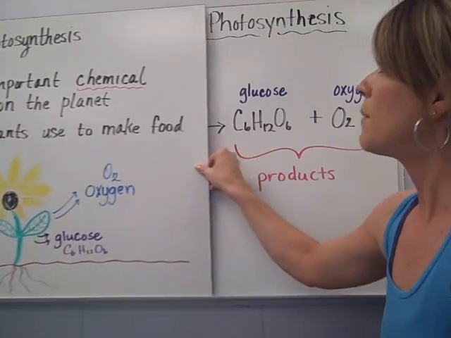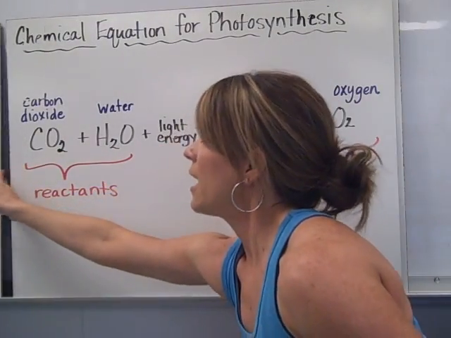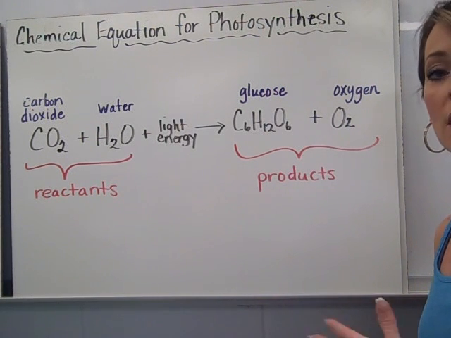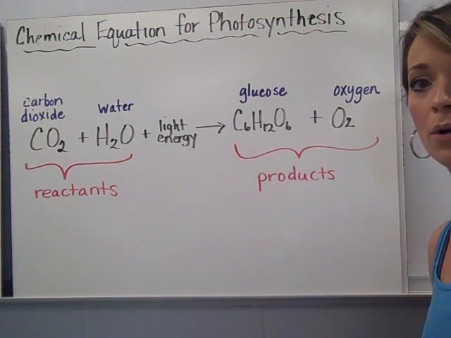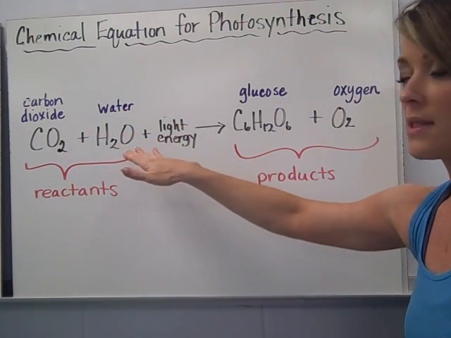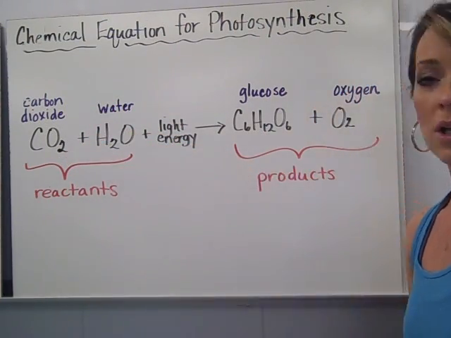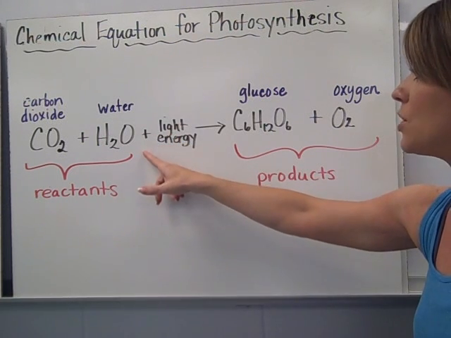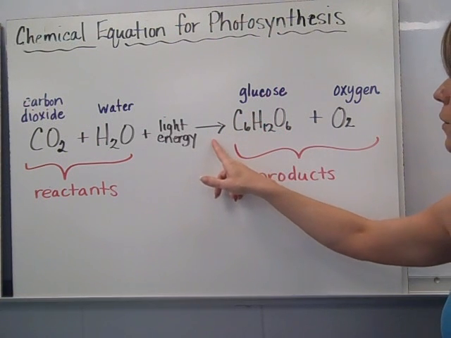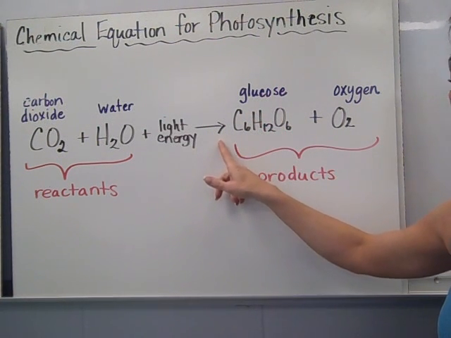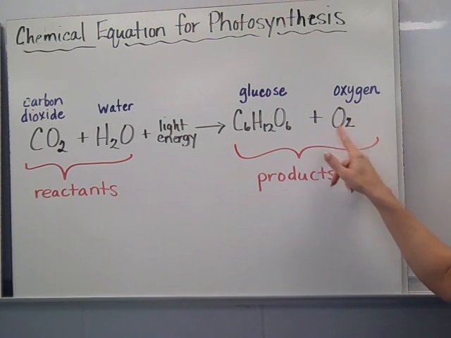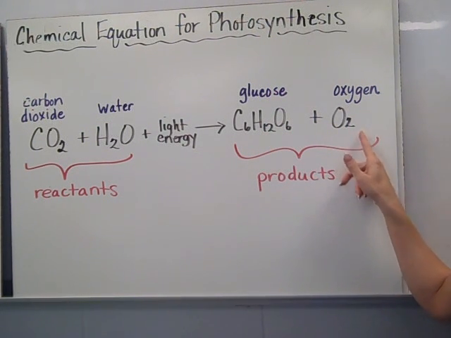Also, you might remember at the beginning of the year that we said a chemical reaction can be shown as a chemical equation, as a way to summarize what's happening in the chemical reaction. We're going to use the chemical formulas for the different substances. So for carbon dioxide, we're going to use CO2. Water will be H2O. We have light energy, and that's going to yield or produce, remember the arrow means yield or produce, glucose, which is C6H12O6, and oxygen, which is O2.